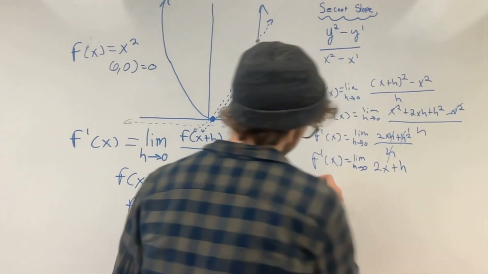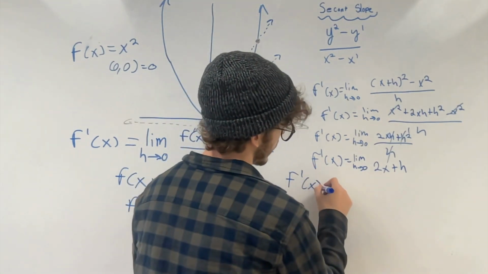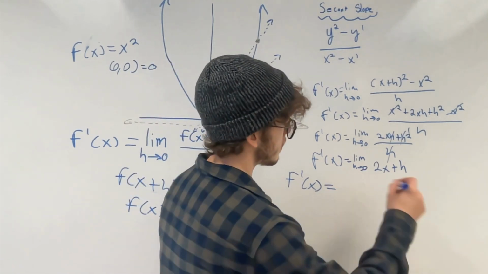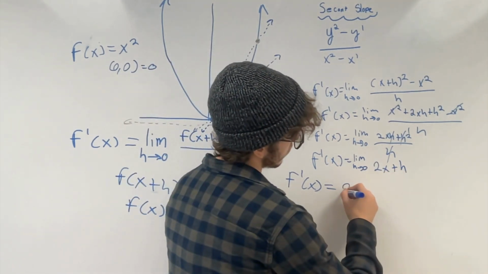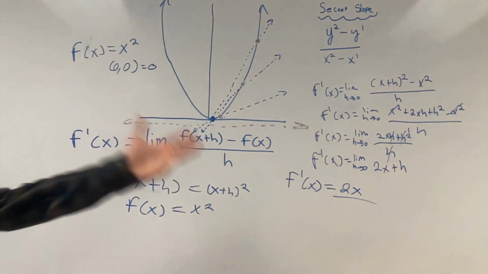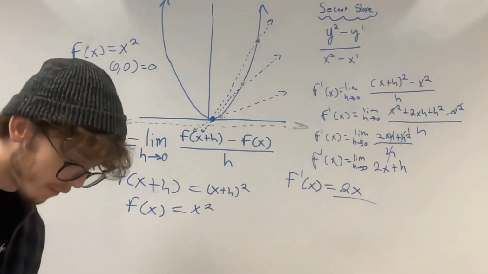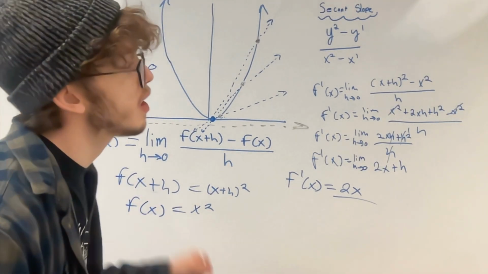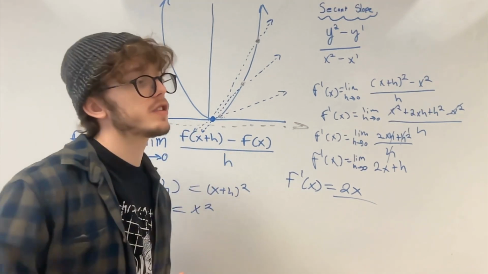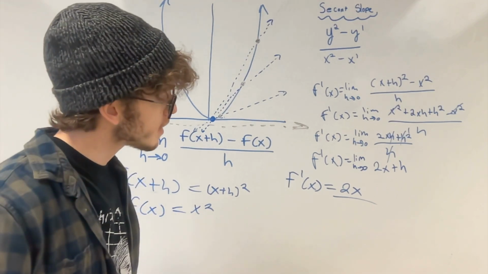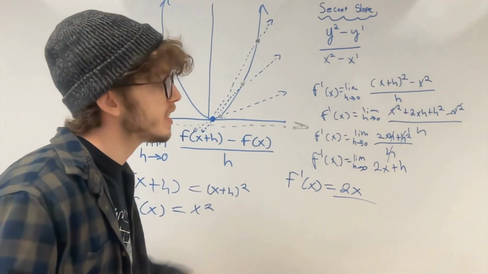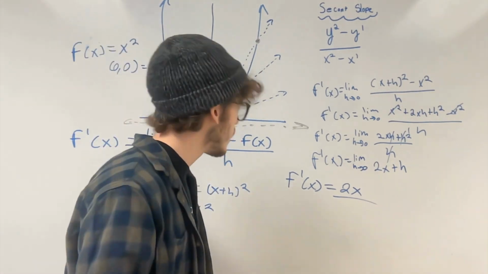Now we evaluate at 0. Sorry about that. F prime of x is equal to, so we don't have to have the limit notation anymore. Plug in 0 for h, that leaves us with 2x, right? And when you take the derivative of a function, you're not given the slope at a specific point. You're given a formula to find the slope at any given point, right? So, for example, we're saying that f prime of x is equal to 2x. This tells you the slope at any given point on the graph.